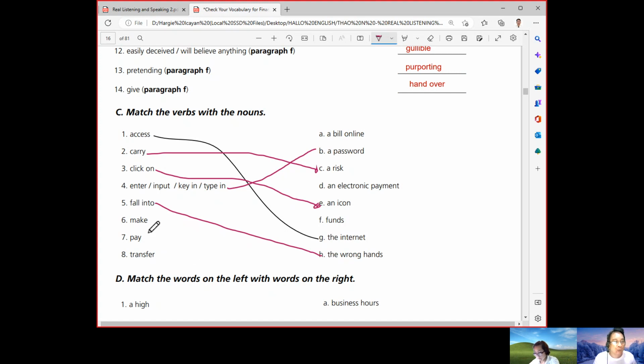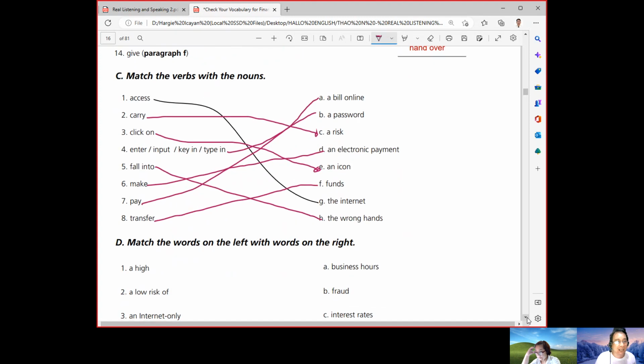Next, when we say make, what do we make? Make an electronic payment. Yes, so we have to make an electronic payment. That would be correct. Next, pay. What do we pay? Pay a bill online. Yes, we need to pay a bill online. And the last but not the least, transfer. What do we transfer? Transfer funds. That's correct. So we transfer funds.